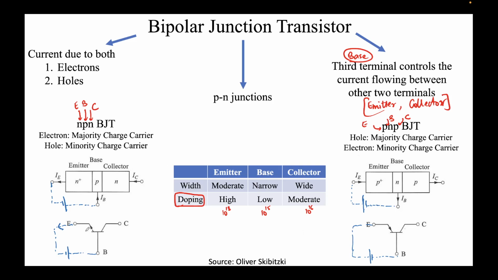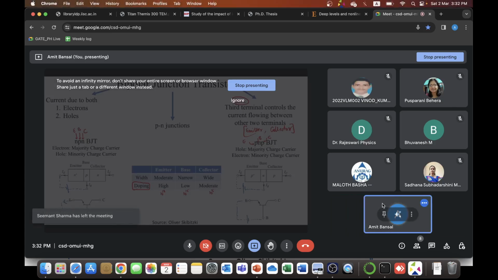So if its arrow is marked like this, that means current will be flowing in this direction. Similarly, in a PNP BJT, current will be flowing in this direction, provided the emitter base is forward biased. So that's the assumption that we are making. All right. Have we got it, Bhuvnesh? Okay.